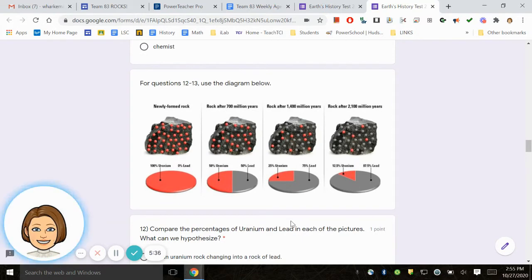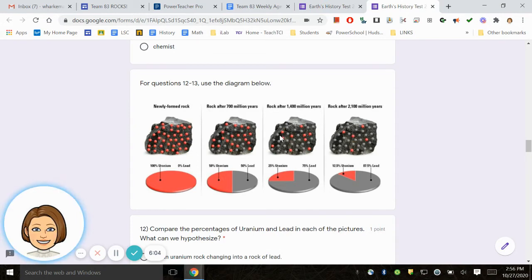For numbers 12 through 13, you're going to refer to this diagram. Here you see there's a rock, 4 pictures of a rock. This first picture is a newly formed rock. And you can see down here, it's 100% uranium, 0% lead. The second one is a rock after 700 million years. Here you can see it's 50% uranium, 50% lead.